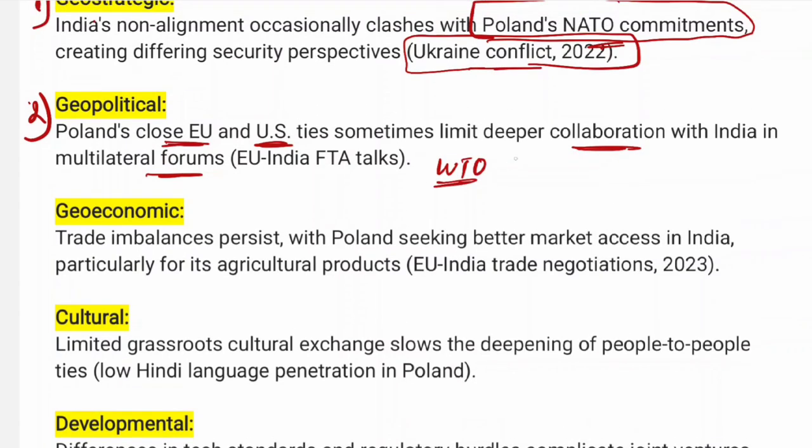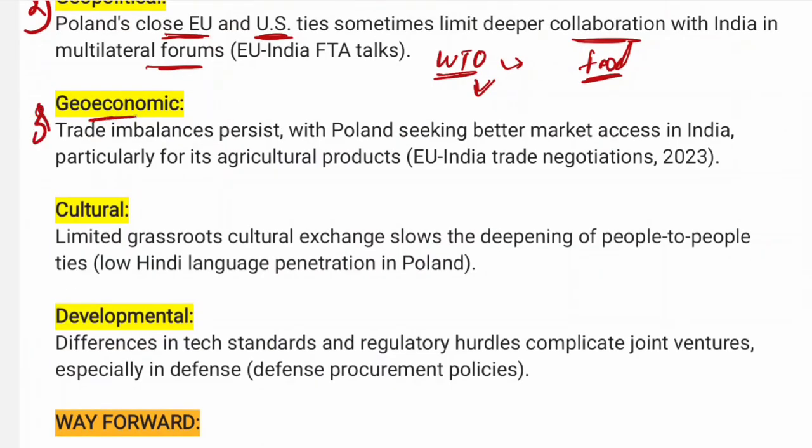As we know, the peace clause is still being invoked by India. There is no permanent solution with respect to farm subsidies, especially to ensure food security. Poland is inside the West, that is the developed countries, while India represents the developing countries. There is conflict in this kind of forum like the WTO. Point number 3, geoeconomic. There is a trade imbalance on the side of India. That can be one of the issues.